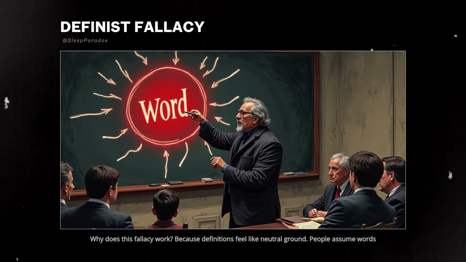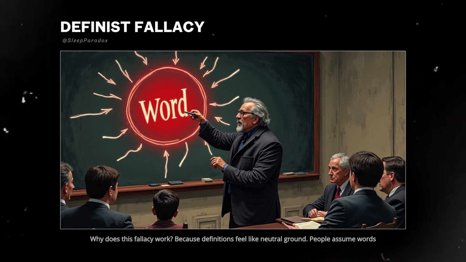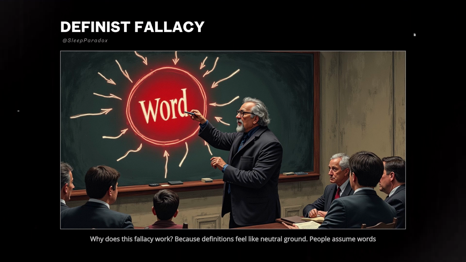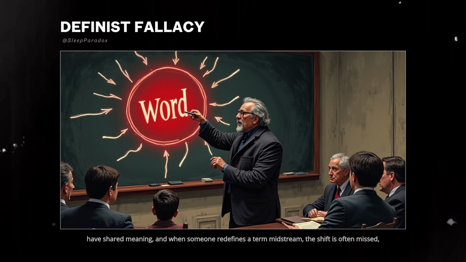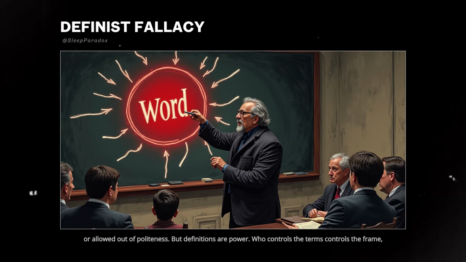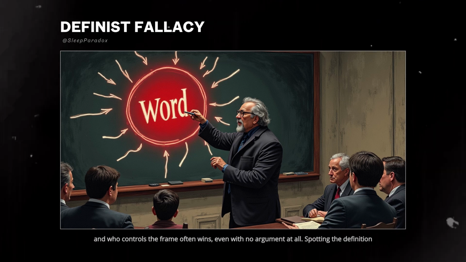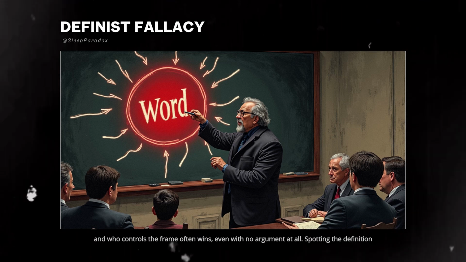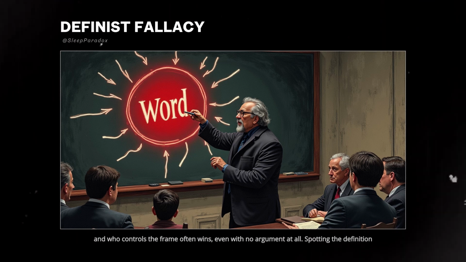Why does this fallacy work? Because definitions feel like neutral ground. People assume words have shared meaning, and when someone redefines a term midstream, the shift is often missed, or allowed out of politeness. But definitions are power. Who controls the terms controls the frame, and who controls the frame often wins, even with no argument at all.